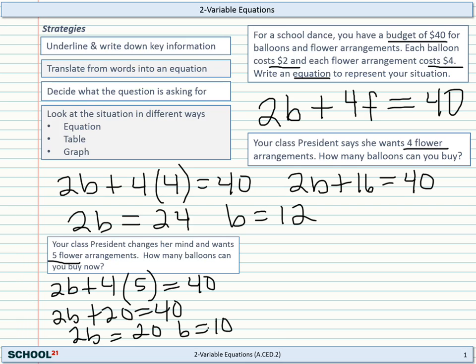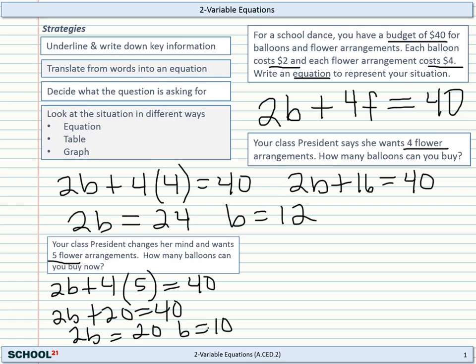But we're getting a little bit worried here, because what if our class president keeps changing her mind? This is a lot of math to do in order to find out how many balloons you can get each time the class president changes her mind about the number of flower arrangements she wants. So if you anticipate that your class president is going to keep changing her mind, you can put the equation into a different form. In other words, you can calculate B based on F. What do I mean by that?